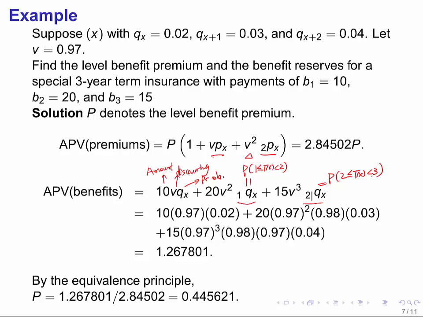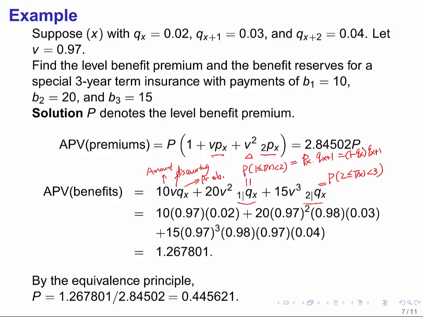Okay, now we just use the information on Q. So it's 10 times V. V is given in the question. That's 0.97. And Qx is 2%. And plus the second term, 20 times V squared times the 1 year deferred probability of death. 1 year deferred probability of death equals 1 year survival probability times 1 year probability of death at age x plus 1. And this equals 1 minus Qx times Qx plus 1. And both Qx and Qx plus 1 are already given in the question, so we can easily find this 1 year deferred probability of death.